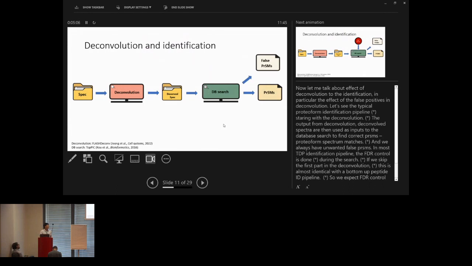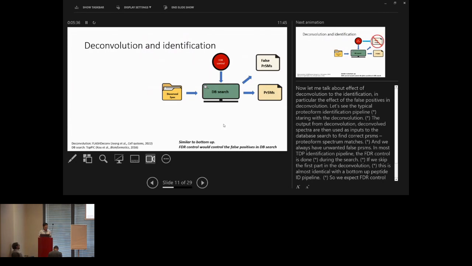We also always have unwanted false PrSMs, right? What people usually do is FDR control at the end of the database search, or during the database search, by putting in target-decoy, yeah? We just remove false PrSMs. And if we forget about the first part here, this is really similar to the conventional bottom-up search. So we know in this case, this FDR control works pretty well.